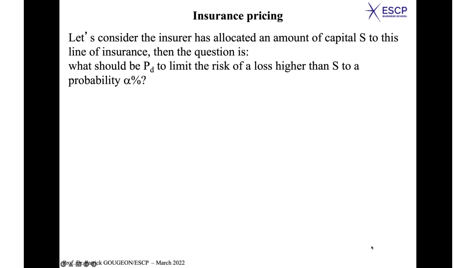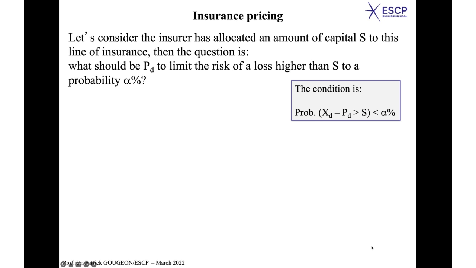In other words, we're just saying here that the objective for the insurer is to reduce the probability. Let's say alpha % could be 1%, for instance. It's usually a low probability, okay? The insurer accepts the idea that he might lose money, okay? But he wants to limit the risk of such a loss, okay? So here, we are looking for an amount of money PD such that the probability of losing more than the equity which was injected in this line of business should not exceed alpha %.